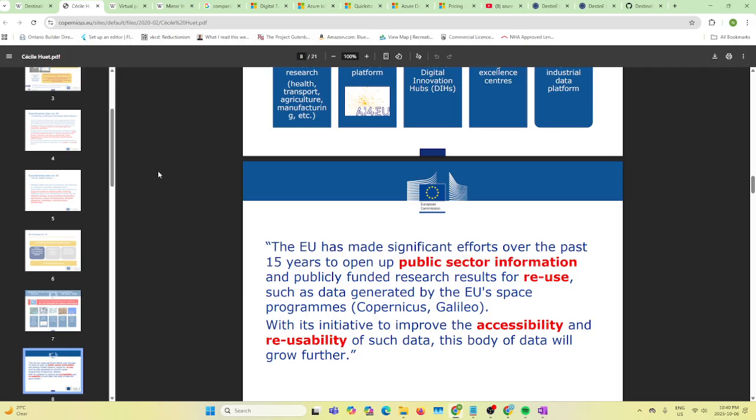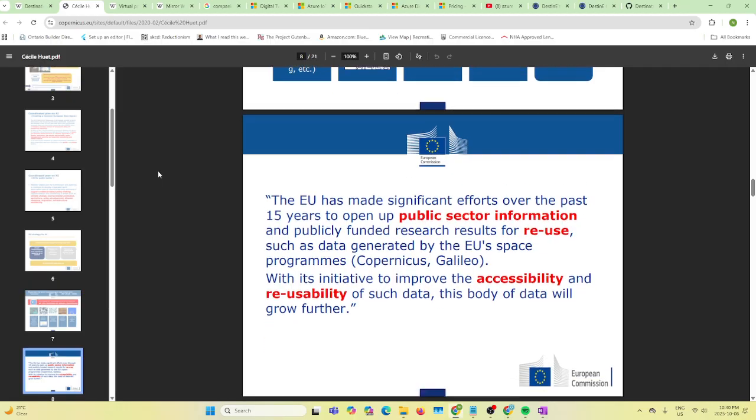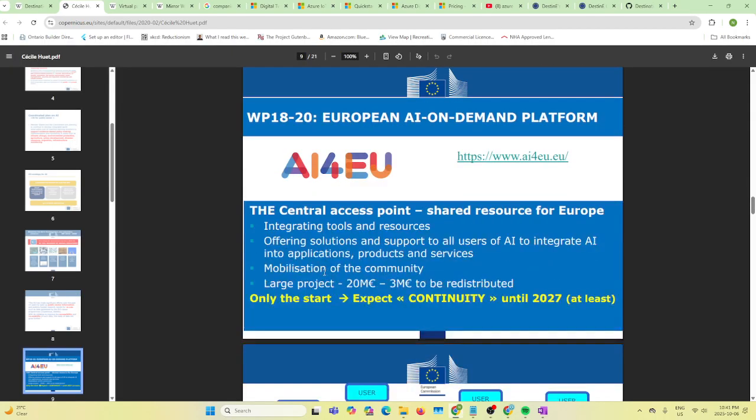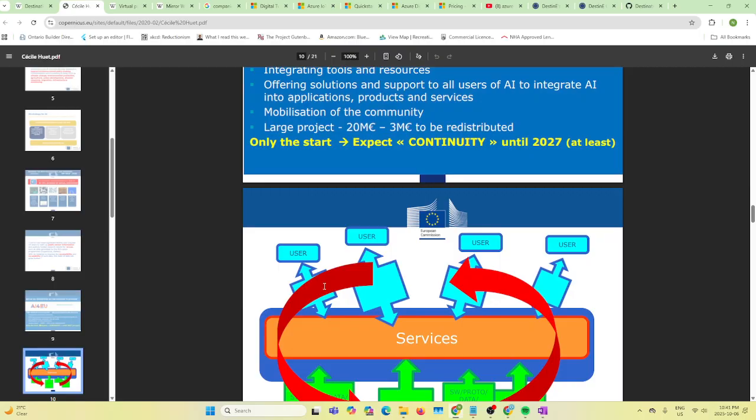The EU has made significant efforts over the past 15 years to open up public sector information and publicly funded research results for reuse, such as data generated by the EU space program. Okay, Copernicus and Galileo. With its initiative to improve the accessibility and reusability of such data, this body of data will grow further. Yeah, but whatever happened to this body of data, you know? Integration tools and resources, offering solutions and support to all users of AI to integrate AI into applications, products, and mobilizations of the community. Large project 2020, only the start. Expect continuity until 2027 at least.